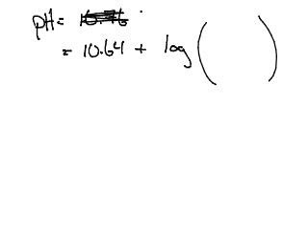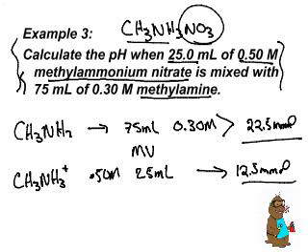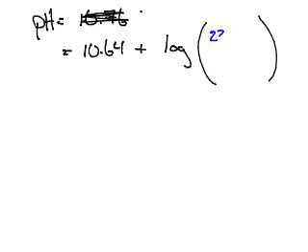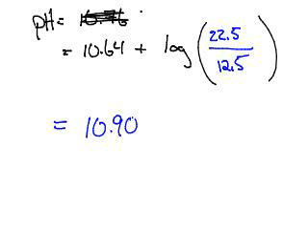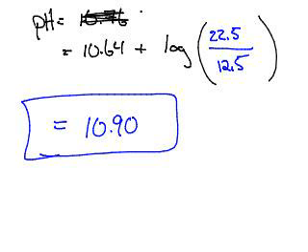So let's go back and figure out who was the base and who was the acid. All right, the base is the methylamine, and his conjugate acid is the methylammonium. So it'll be 22.5 over 12.5. So I'll say 22.5 divided by 12.5. And that's it, folks. 10.64 plus this log, and you're done. We get 10.90. So that's the pH of this solution.